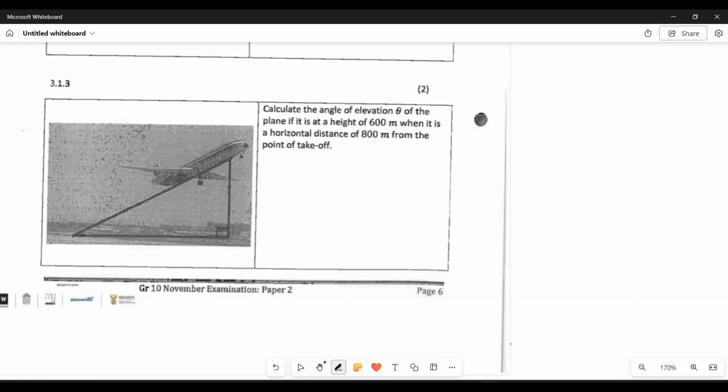Now, on the next question, they say calculate the angle of elevation theta of the plane if it is at a height of 600 meters. Now, remember your height, it is this line from your lowest point to your highest point. Now, what is my height? My height is 600 meters. Okay, let me just write with the visible marker there.